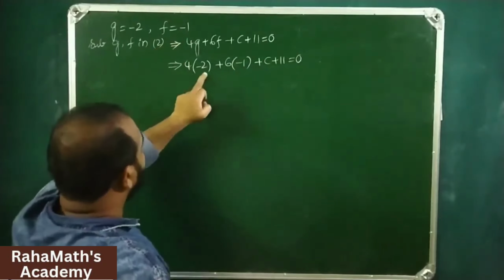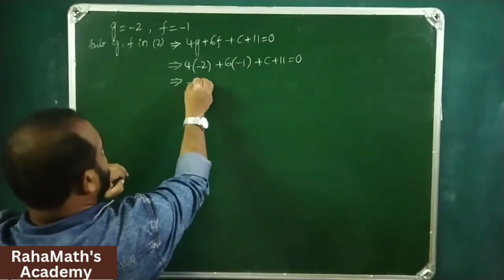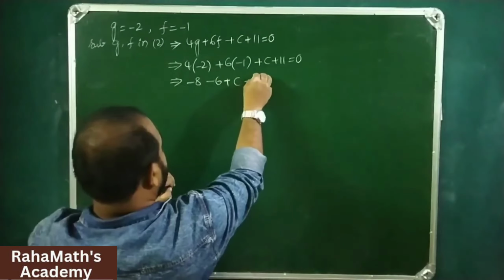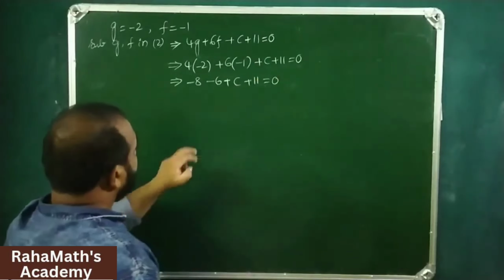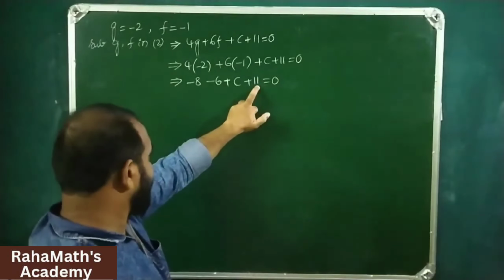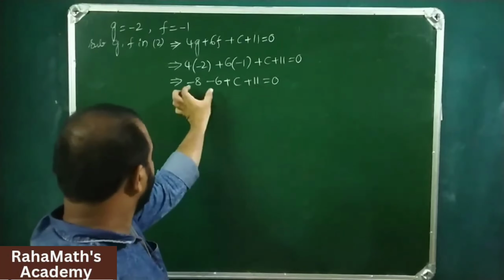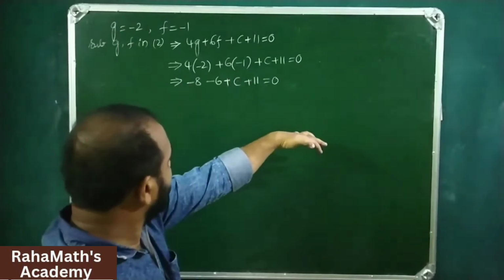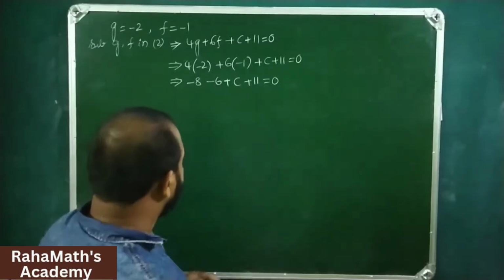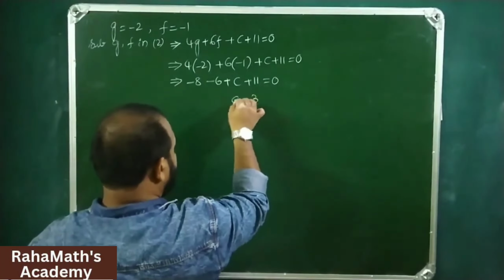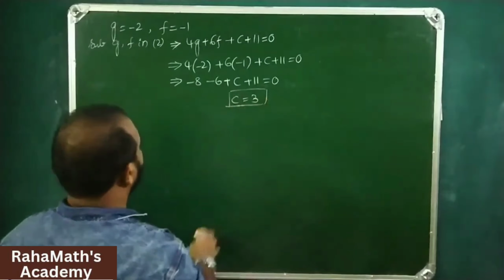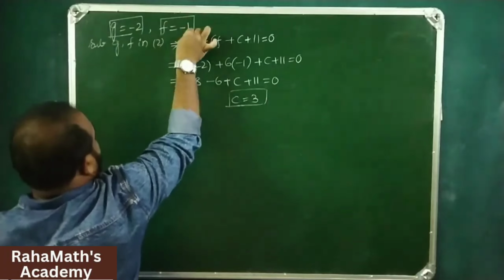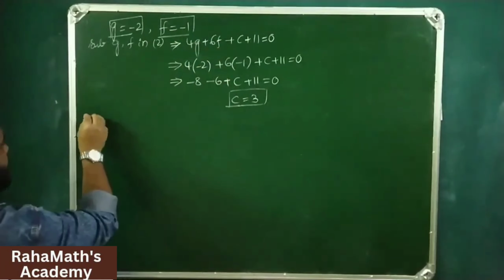That is 4 twos are 8, minus 8, minus 6 plus c plus 11 equals 0. Minus 14 plus 11 is minus 3. If I transpose that minus 3 to the other side, c is equal to 3. Therefore, g is equal to minus 2, f equals minus 1 and c equals 3.